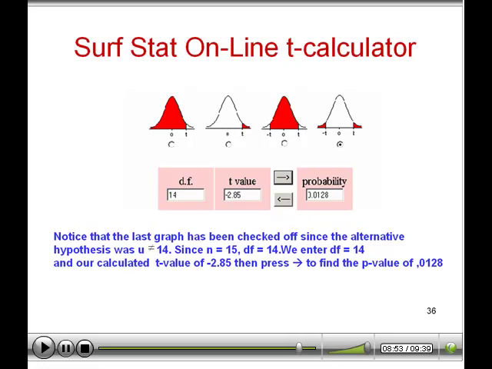Here is how the p-value was determined. The last graph is selected since we want to find out how unusual it would be to get a t-value that is beyond either plus or minus 2.85, and because our alternative hypothesis was a two-sided alternative. Since the sample size was 15, there are 14 degrees of freedom. We can enter either a positive or negative 2.85 as our value for t. Press the right arrow and you find the p-value is 0.0128.